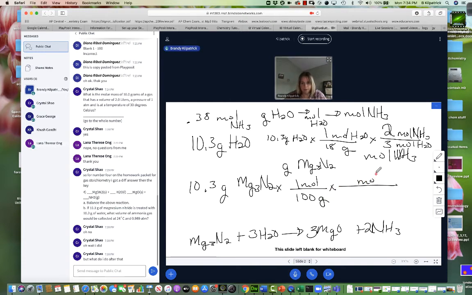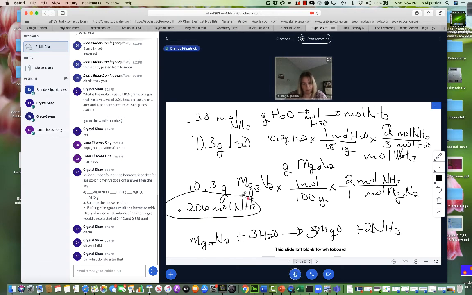So now I'm going to do the same thing. I'm going to go to moles of ammonia. Moles on top of moles, I'm going to use my coefficients. So that's 1 mole of magnesium nitride for every 2 of these. So 10.3 divided by 100 times 2 will give me 0.2 here. So once I go through and I do all that lovely math, this is my amount of ammonia.